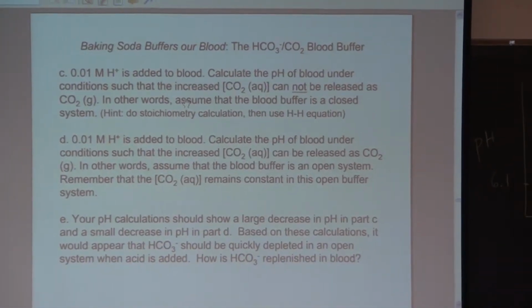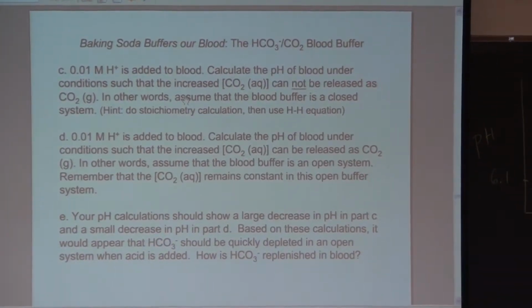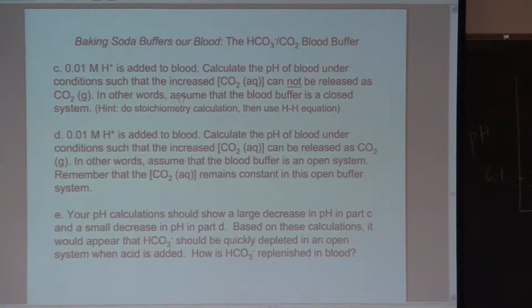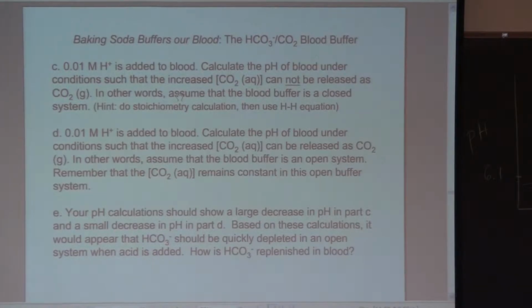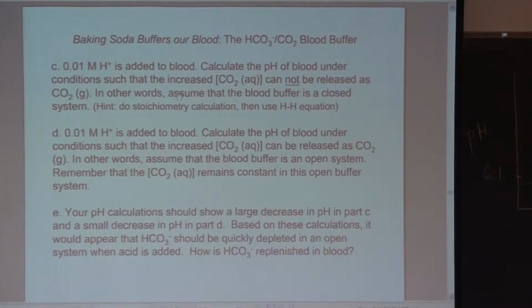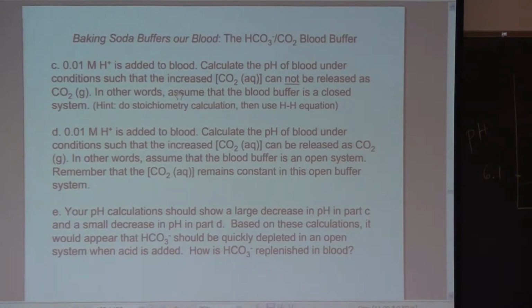Okay, so let's say that acid is added to the blood. Calculate the pH of blood under conditions such that the increased CO2 aqueous cannot be released as CO2 gas. In other words, we're assuming that the blood buffer is a closed system. Here's the hint: you want to do a stoichiometry calculation, then use the Henderson-Hasselbalch equation.